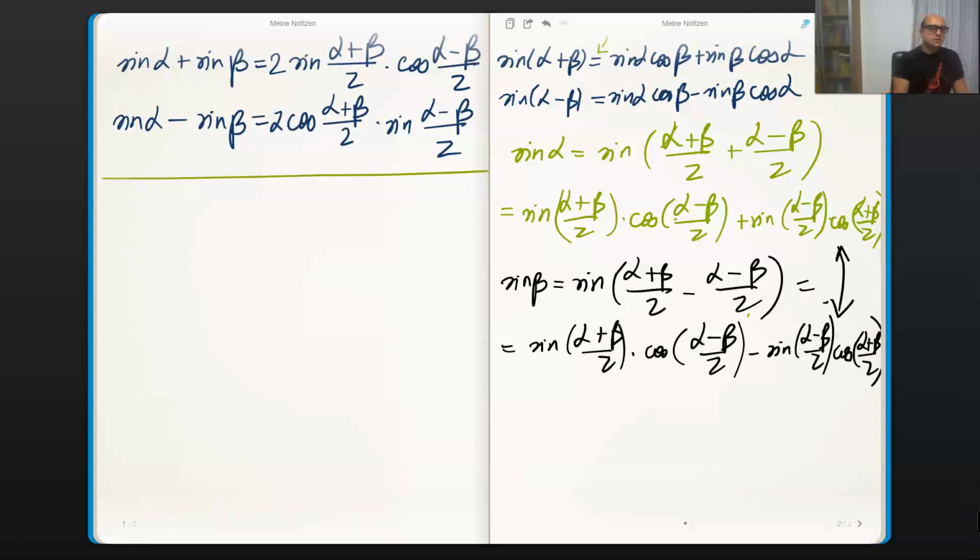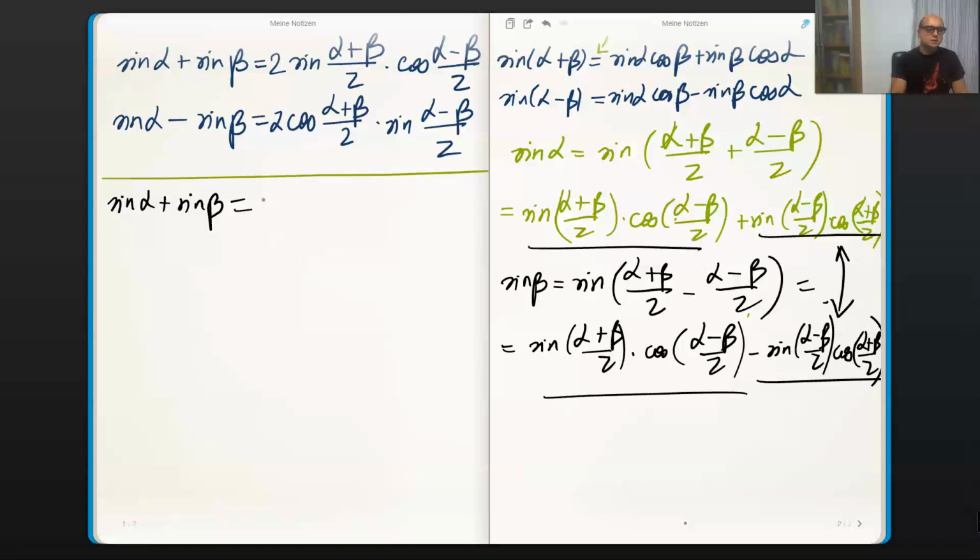So that means really in sine of alpha plus sine of beta, those two are cancelling out and those two are being added together. So we really have 2 sine of (alpha plus beta) divided by 2 times the cosine of (alpha minus beta) divided by 2.